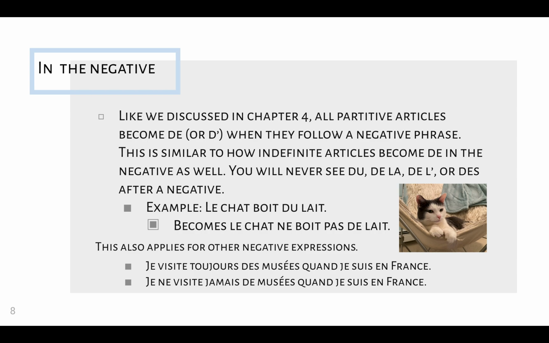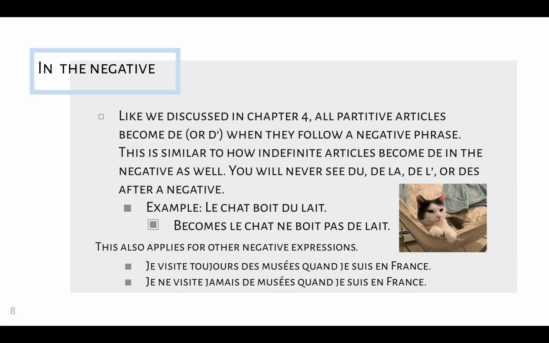For example, le chat boit du lait. In the negative, it becomes le chat ne boit pas de lait. So we change from du to de because of that negative. And this also applies for other negative expressions.